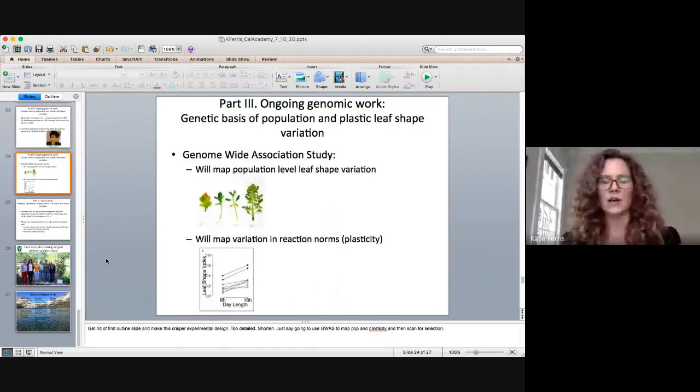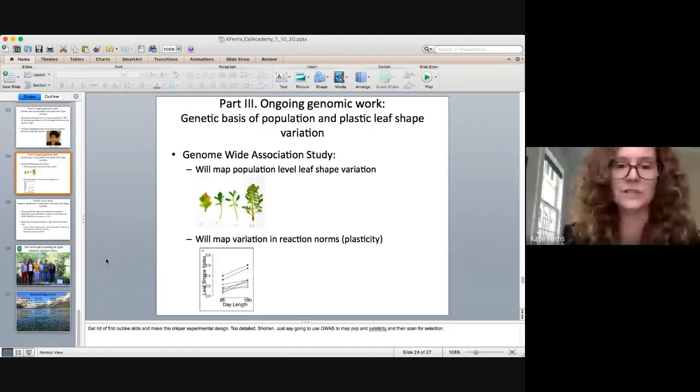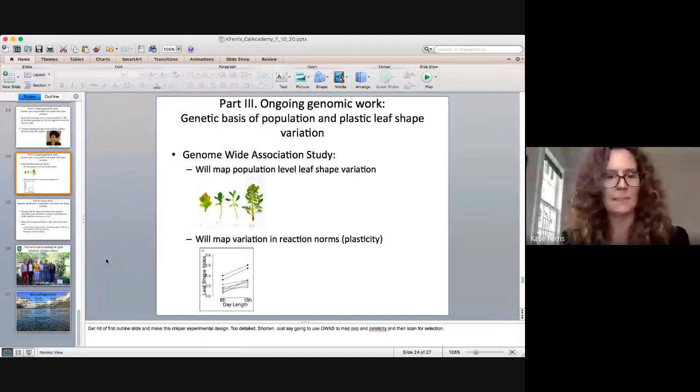And then our next step, once we have all that data aligned, will be to do a genome-wide association study for population level variation in leaf shape, but also for variation in those reaction norms, so variation in leaf shape plasticity. And we'll be able to ask, are the same loci involved in population level variation in this adaptive leaf shape trait as are involved in plasticity in that same trait? So does leaf shape plasticity have the same genetic basis as population leaf shape variation? So that will be really cool to be able to look at.